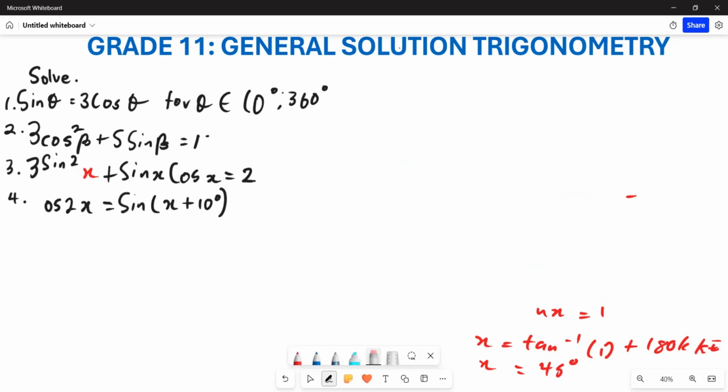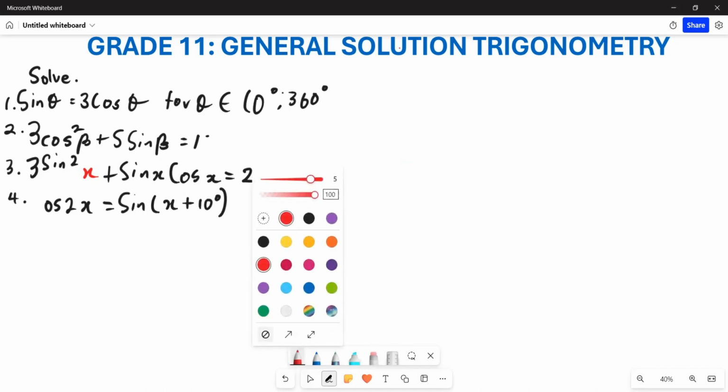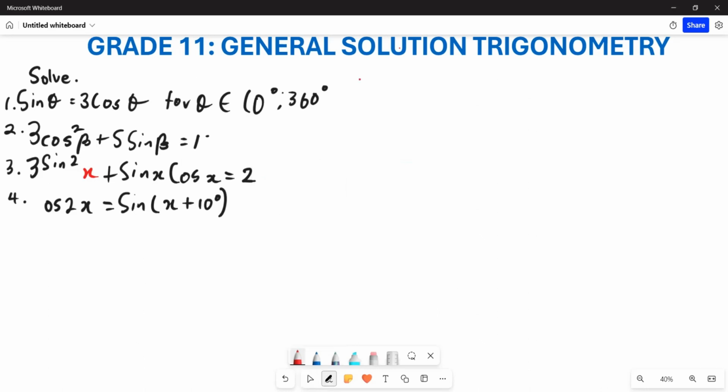Now, this last question, I've just erased it by mistake. I'll just rectify that just now, right? Sorry. Then now, what is it that you're going to have here? Basically, this was cos of 2x. Yes. So this is just cos of 2x. Cos of 2x is equal to your sine of x plus 10 degrees, right?